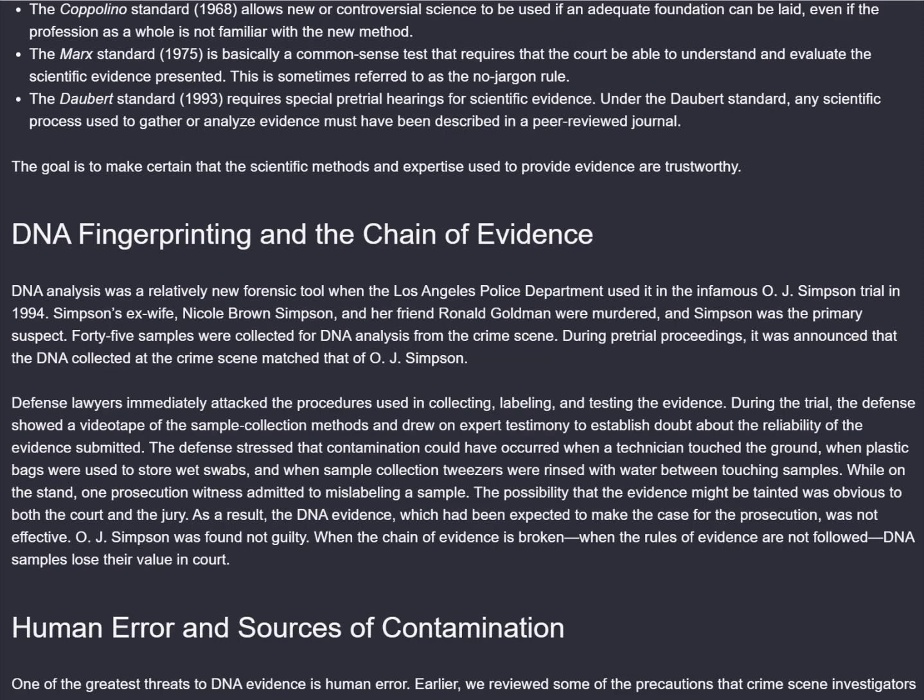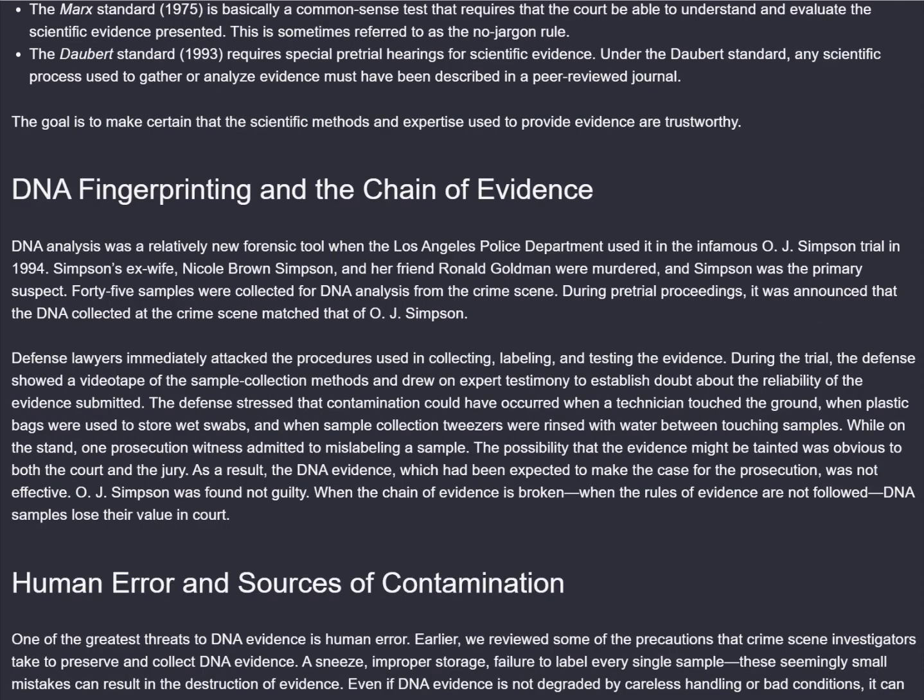The Coppolino Standard, 1968, allows new or controversial science to be used if an adequate foundation can be laid, even if the profession as a whole is not familiar with the new method. The Marx Standard, 1975, is basically a common-sense test that requires that the court be able to understand and evaluate the scientific evidence presented. This is sometimes referred to as the no-jargon rule.